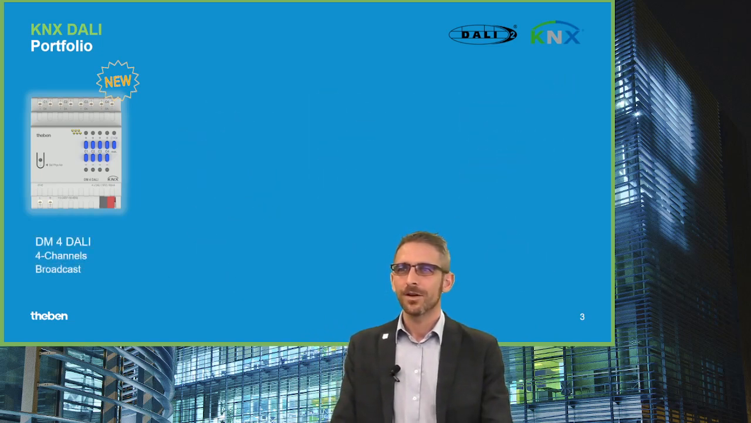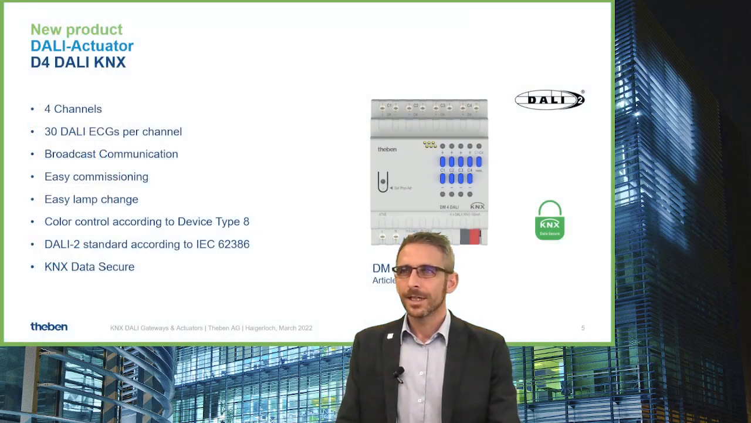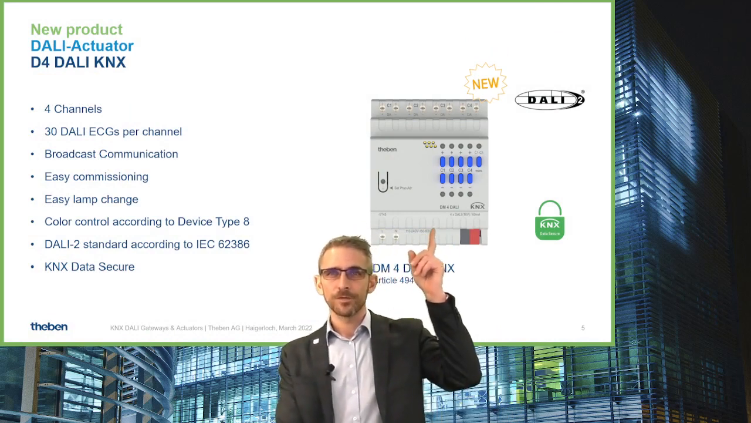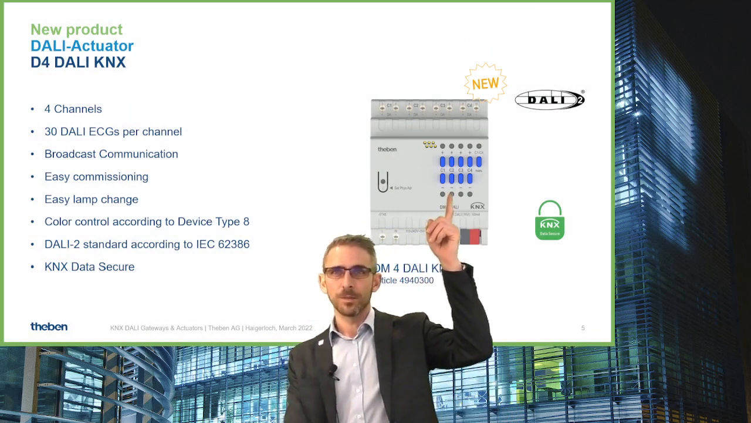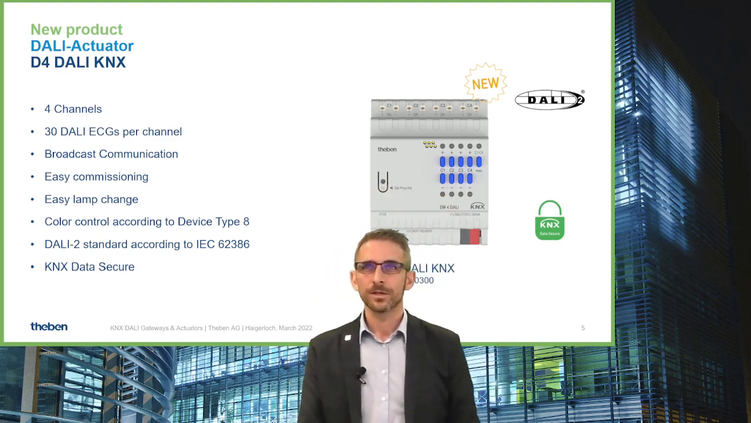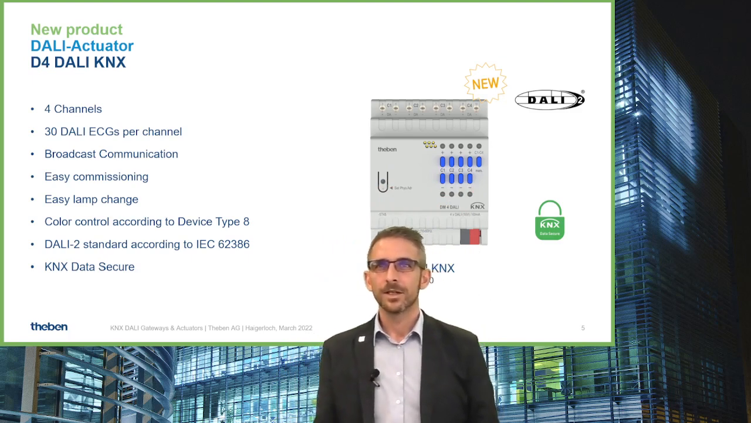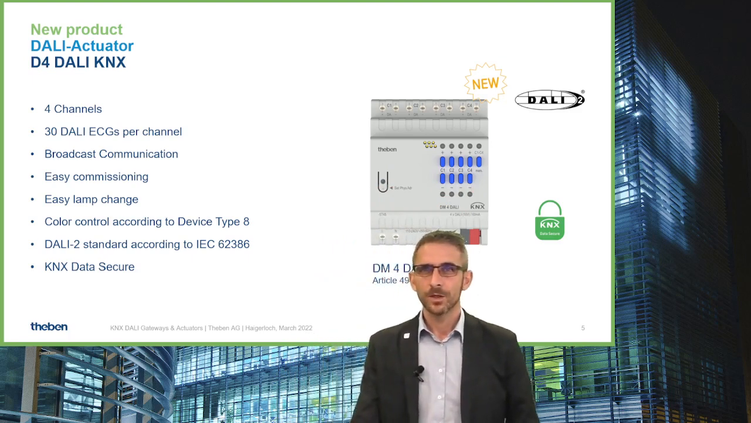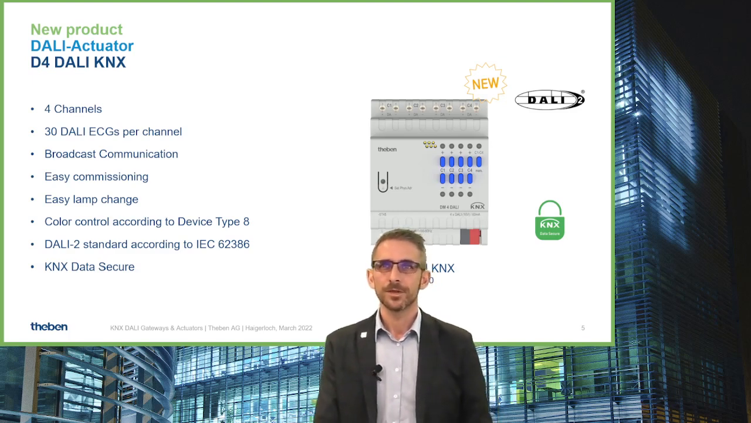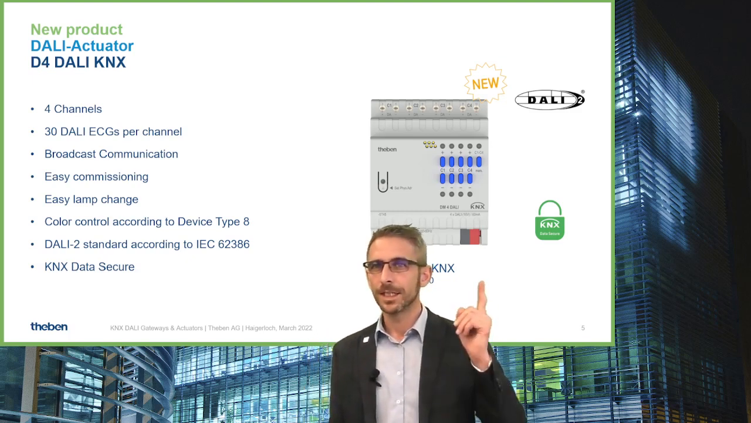So let's start with the new DALI actuator. DM4 DALI KNX is a 4-module actuator with some buttons on the front for the manual operation. It's a new device. You have 4 channels and all 4 channels are communicating in the DALI line with broadcast communication. You can connect up to 30 control gears to each channel, and all the control gears which are connected to the channel will receive the broadcast information from the DALI actuator.